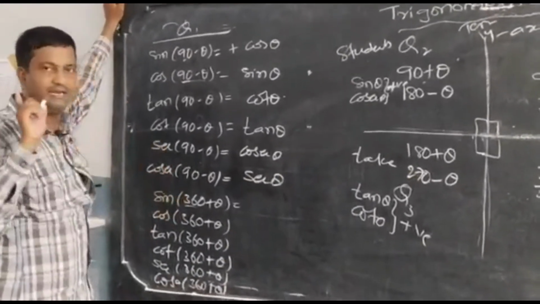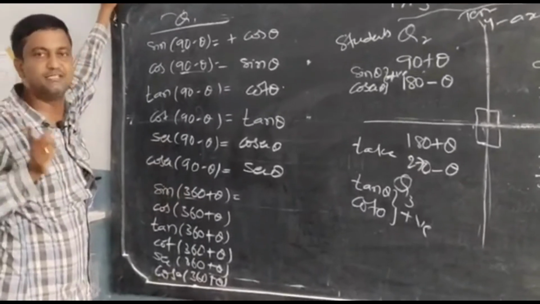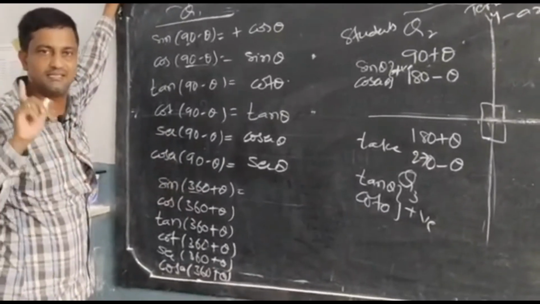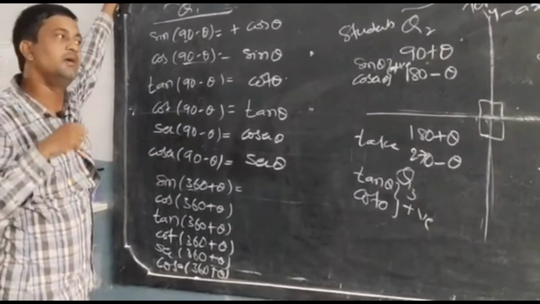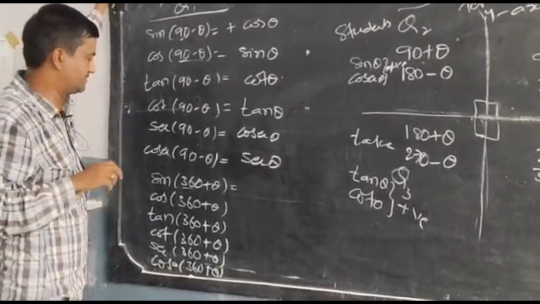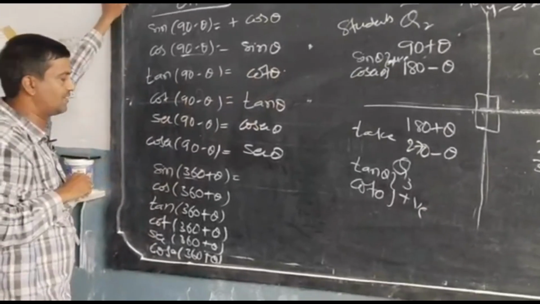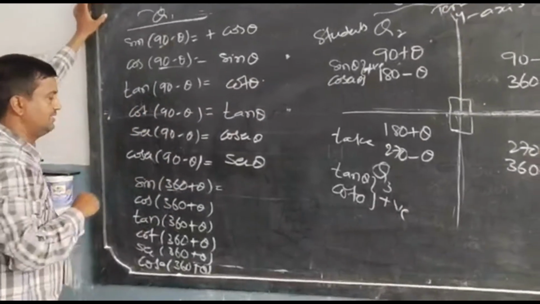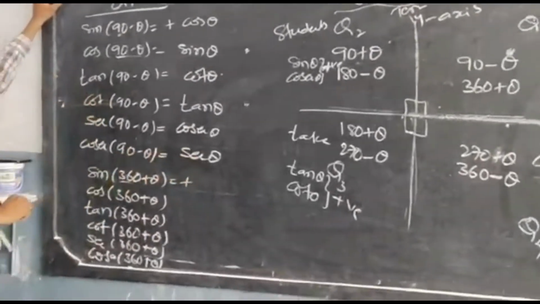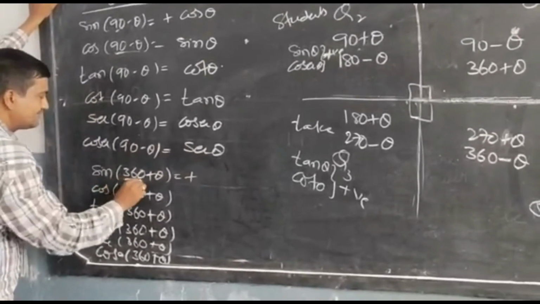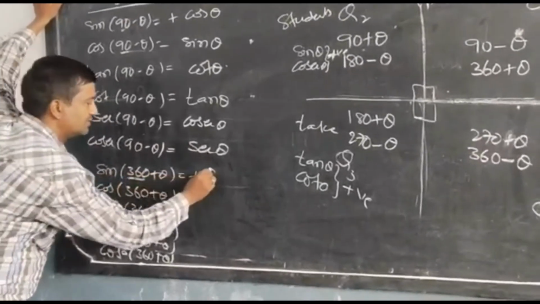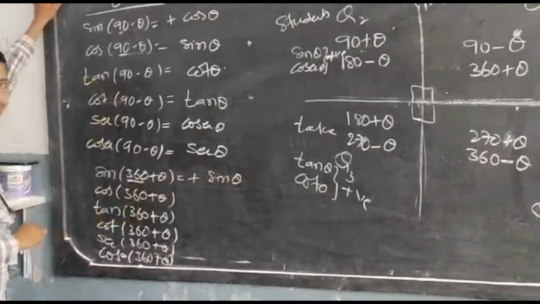So for 90 and 270 there is a change in the ratio. For 180 and 360 there is no change in the ratio. I will explain that one also. Wait for some time. So sine 360 plus theta lies in the first quadrant. In the first quadrant all are positive, and the angle is 360. There is no change in the ratio. That is what? Sine theta.